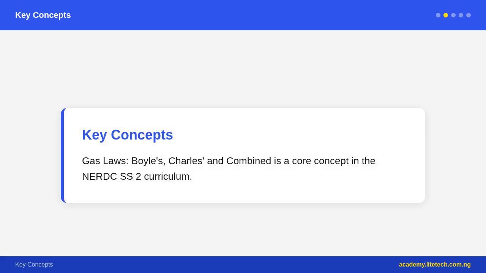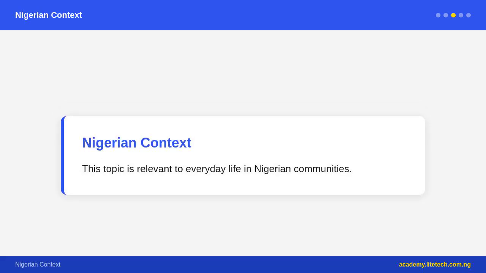Now, Charles's law, proposed by Jacques Charles in 1787, states that at constant pressure, the volume of a fixed mass of gas is directly proportional to its absolute temperature. Formula: V divided by T equals a constant. Or, V1 divided by T1 equals V2 divided by T2, at constant pressure P. Crucially, temperature must be in Kelvin. To convert Celsius to Kelvin, add 273. So 27 degrees Celsius equals 300 K.